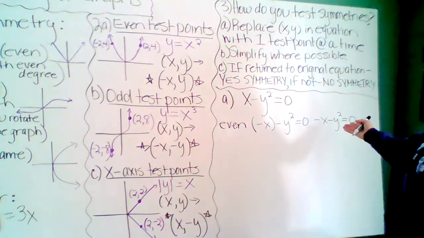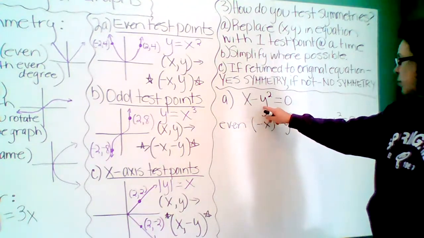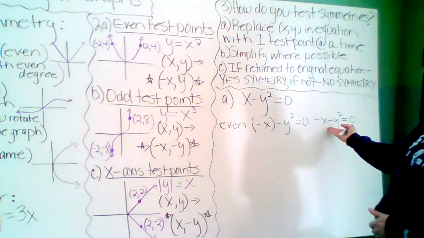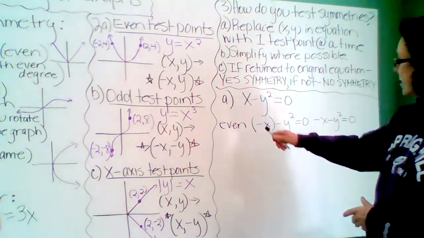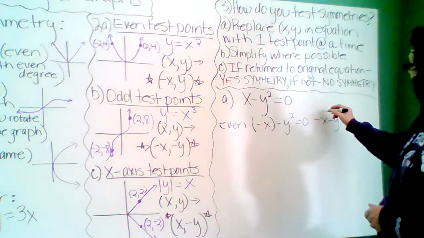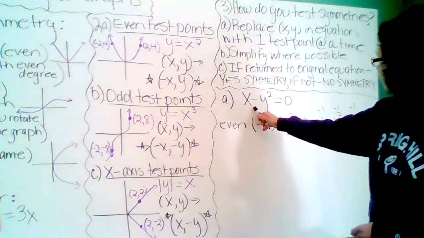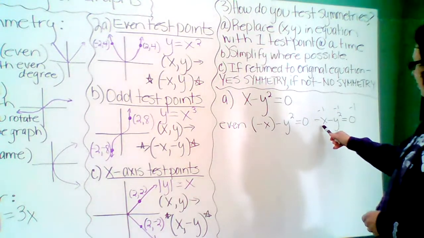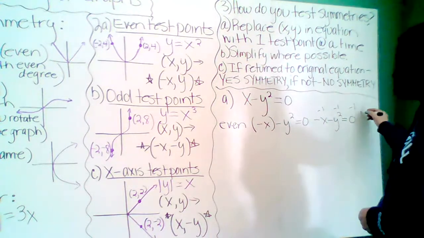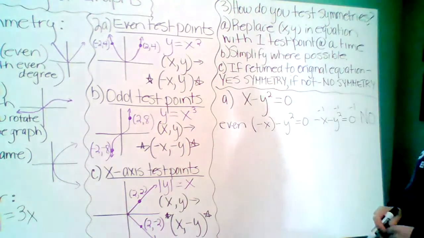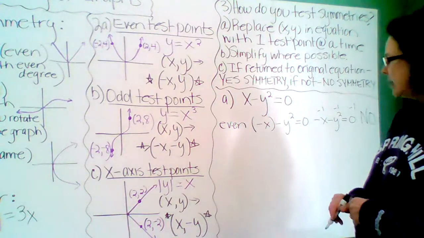Notice that this is not the original equation that I started with, right? I started with x minus y squared equals 0. Can I make this look like the original equation? No, I cannot. If I say, well, I need a positive x here, and I multiply everything by negative 1 so that the first terms are the same, I will have a positive x plus y squared equals 0. Again, not the same. So there is no even symmetry here. You could graph it if you want and check, and you'll see that that is true.